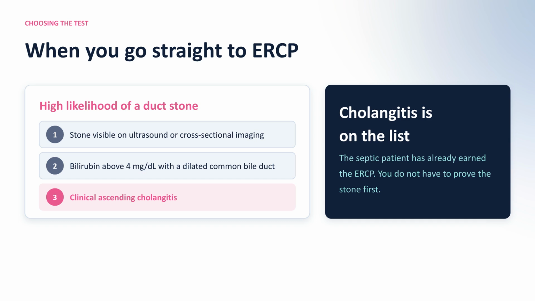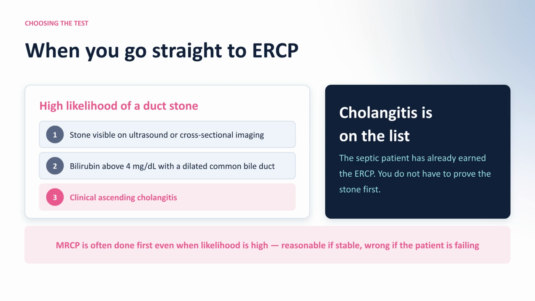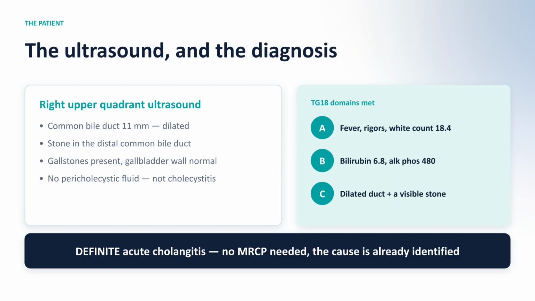In practice, many centers still obtain magnetic resonance imaging first, even when the likelihood is high, and in a stable patient that is entirely reasonable. But in a patient with organ dysfunction, a scan that delays the drain is the wrong test at the wrong time. His ultrasound comes back.